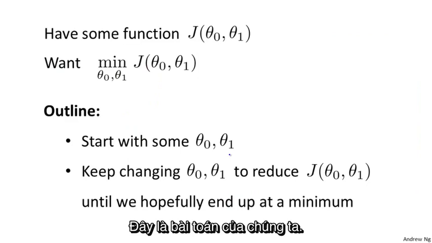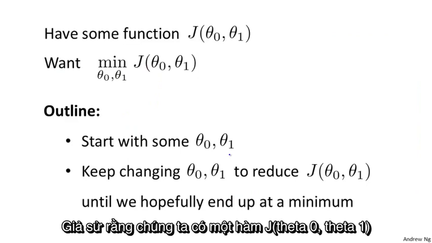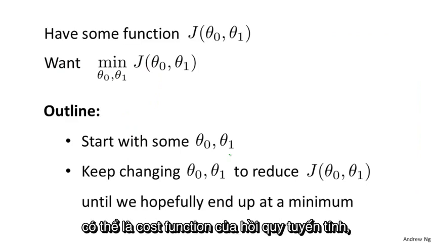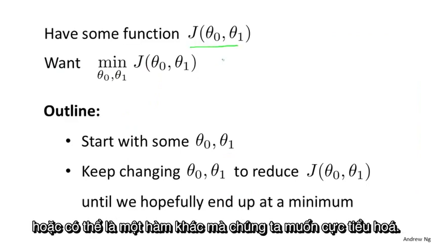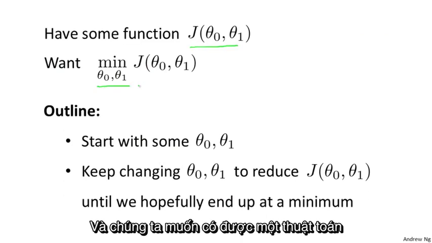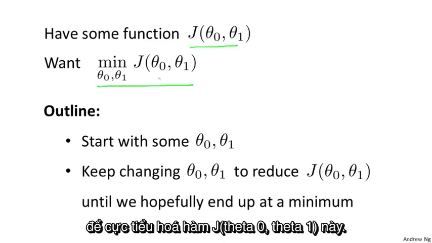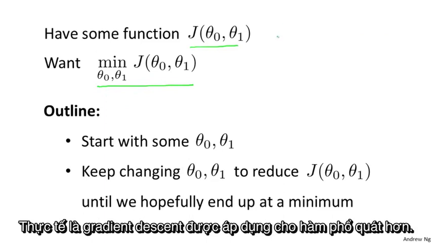So here's the problem setup. We're going to assume that we have some function J of theta 0, comma theta 1. Maybe it's a cost function from linear regression. Maybe it's some other function we want to minimize. And we want to come up with an algorithm for minimizing that function J of theta 0, theta 1.